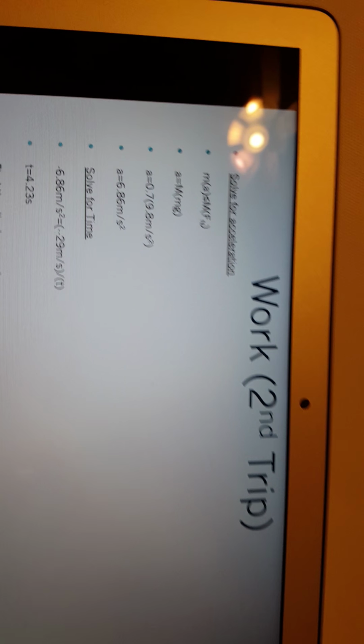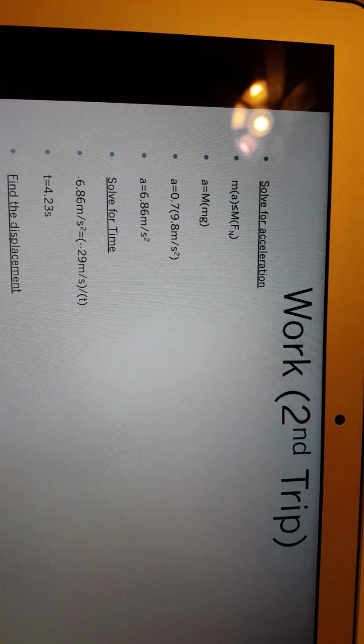So we go back to our known and unknown values. We have mass, 7 kilograms because 3 are taken away. The initial velocity, 29 meters per second. Mu, 0.7, a new mu value. And we're trying to solve for time, acceleration, and displacement. All equations that we have. So we go to the second trip.